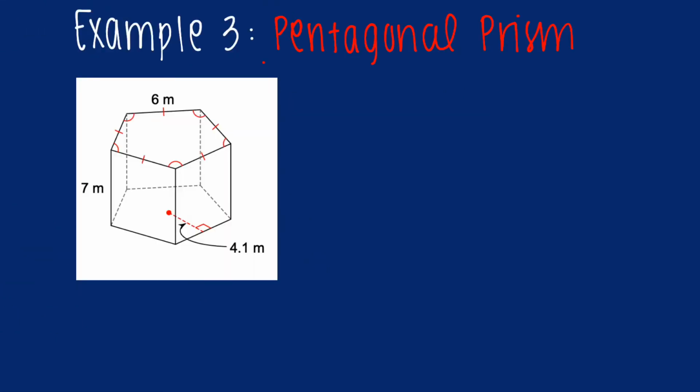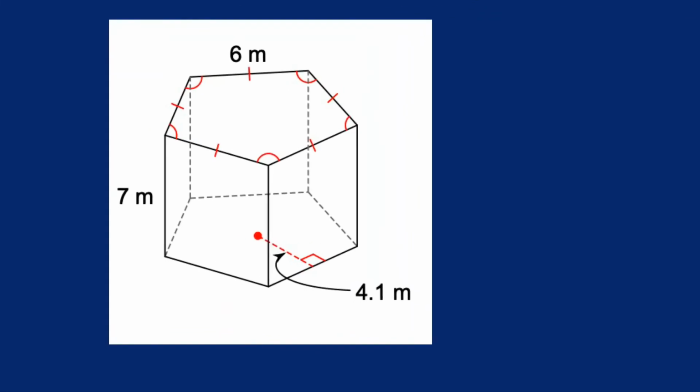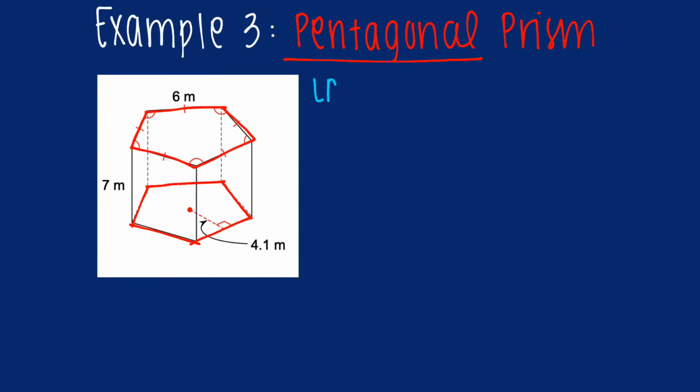Example 3 is a pentagonal prism. So when I look at my figure, I want to find the two pentagons. So I went ahead and outlined them in red here. So your lateral area still is going to be the height between the bases times the perimeter of the base.